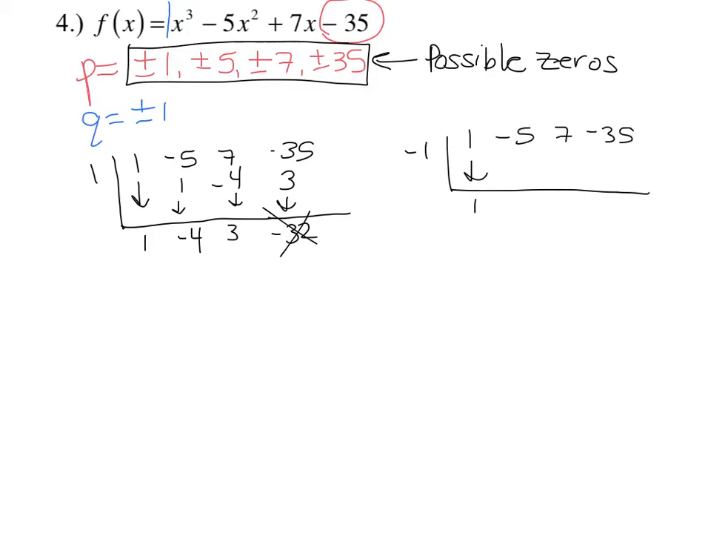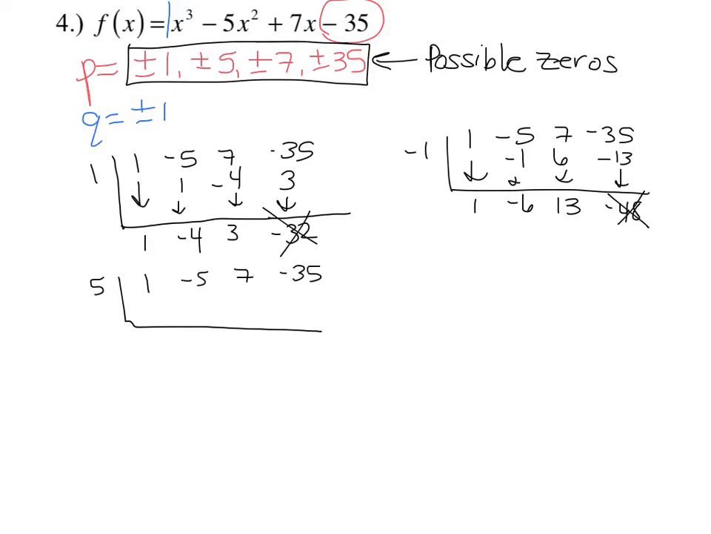Leading coefficient comes straight down, multiply, add, multiply, add. Again, unfortunately, not a 0, so I'm moving on to 5. Leading coefficient comes straight down, and multiply, add. Woohoo! We found a 0.